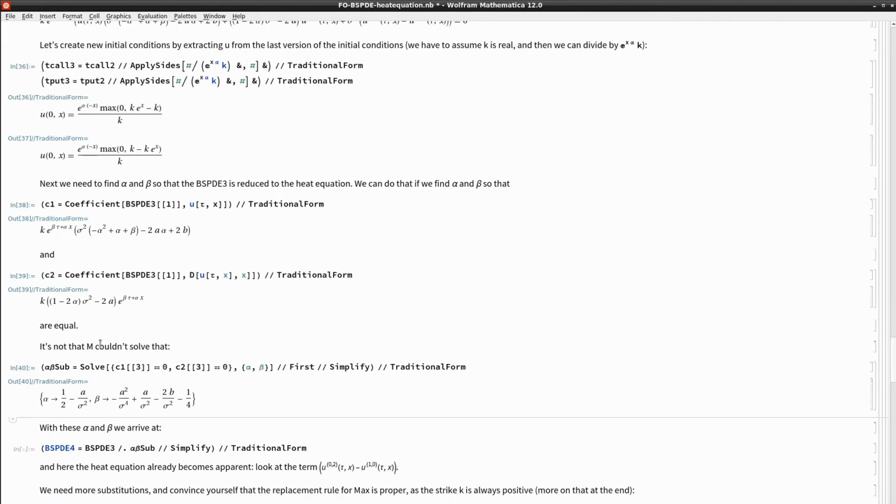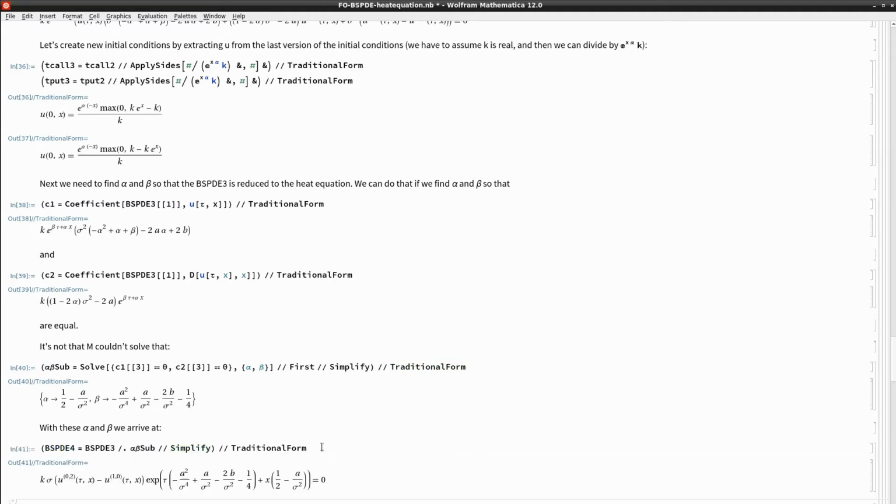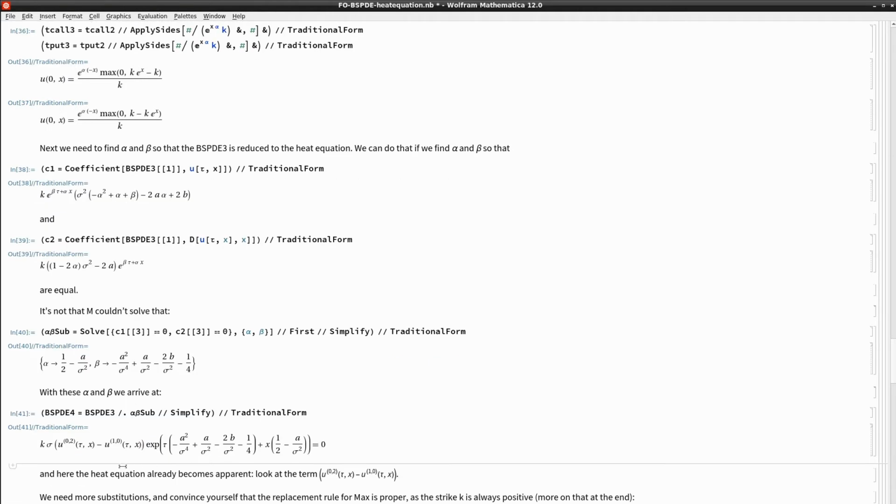But now we apply that substitution, the result of the Solve I store as alpha beta sub. What do we get? We are now getting an expression where we have our difference in the u's here, right? The second derivative by space minus the first derivative by time, and no other u's occur in this. We still have independent variables. We still have our tau here, and we have an x here, but not u.